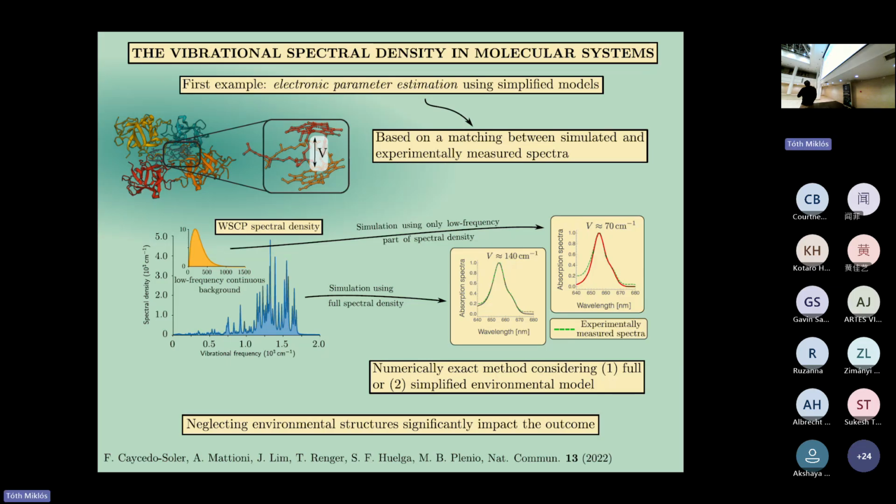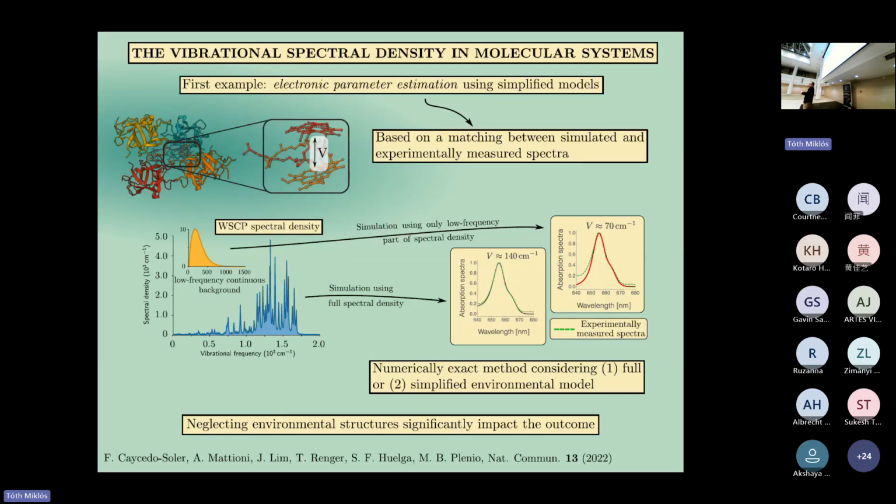So let us consider the spectral density of this complex, very highly structured, like the one that we have seen before. This is common for all molecular aggregates. But now if we compute the absorption spectra of this complex, considering this approximated environment, and we match with respect to experimentally measured absorption spectra, here you can see in red the simulated one, in green the experimental one, then we obtain a fit, but we estimate an electronic coupling between these two pigments of 70 wave numbers.